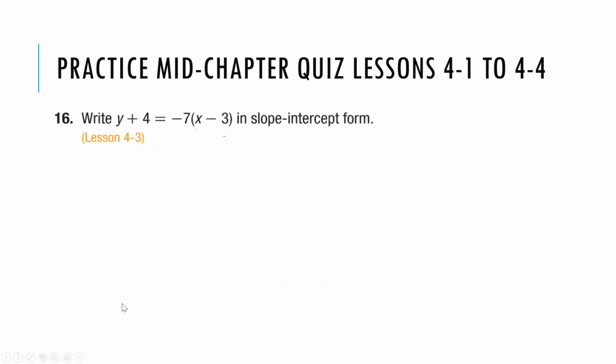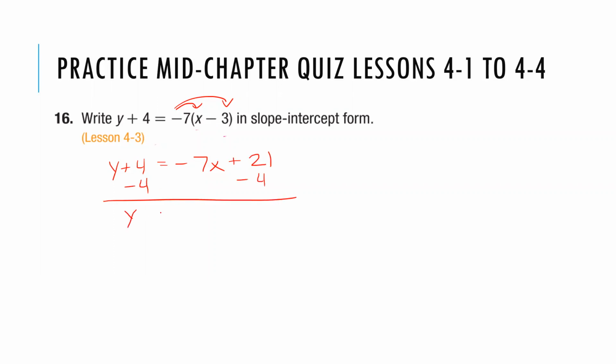All right, number 16 says, write y plus 4 equals -7(x minus 3) in slope-intercept form. So we can distribute that -7. We end up with y plus 4 is equal to -7x, and negative times negative is positive, and 7 times 3 is 21. And then we can subtract 4 from both sides because we're trying to isolate y, and we have -7x. 21 minus 4 is going to be positive 17. So we've got our slope and our y-intercept, and y is isolated, so it's in slope-intercept form.